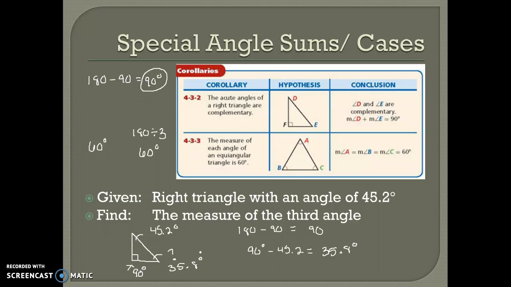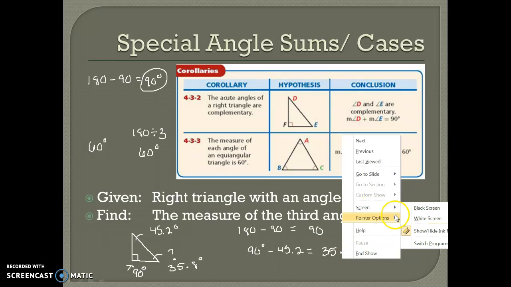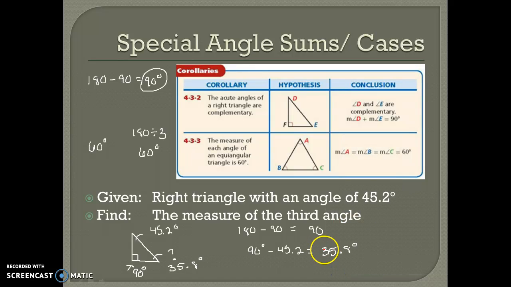I did make one slight calculation error, and we all do make mistakes. I'm going to switch colors here. It's not 35.8. Hopefully you guys at home caught my math error there. 90 minus 45.2 is actually 44.8 degrees. I apologize for that error. That does sometimes happen. We are all human.